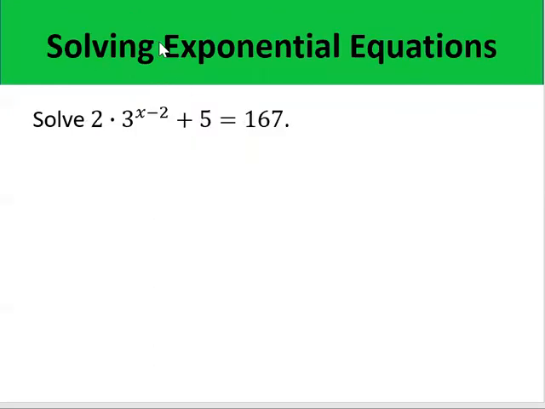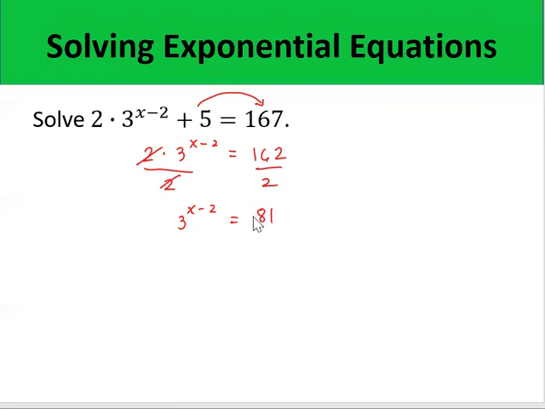Now for another example, let's solve 2 times 3 raised to x minus 2 plus 5 is equal to 167. For this equation, we need to transpose positive 5 from the left side to the right side. And so we get 2 times 3 raised to x minus 2 is equal to 167 minus 5, which is 162. Then we divide both sides by 2 so that this will cancel out, and the left side will just be 3 raised to x minus 2. The right side is 162 divided by 2, which is 81.